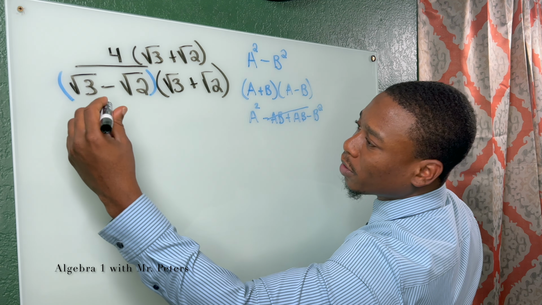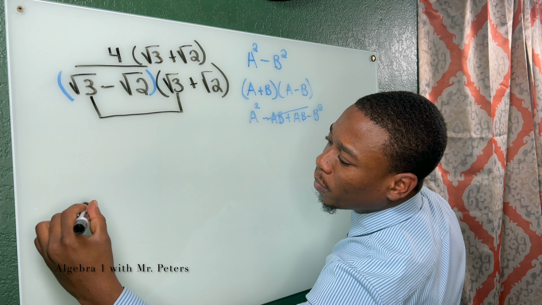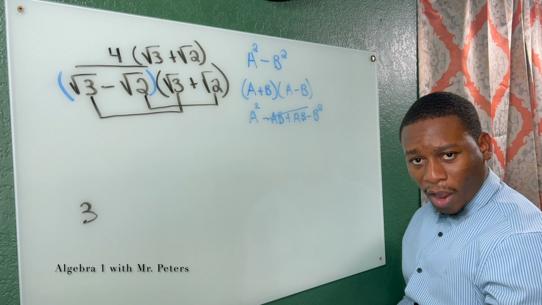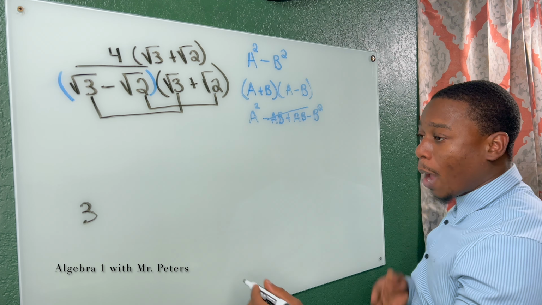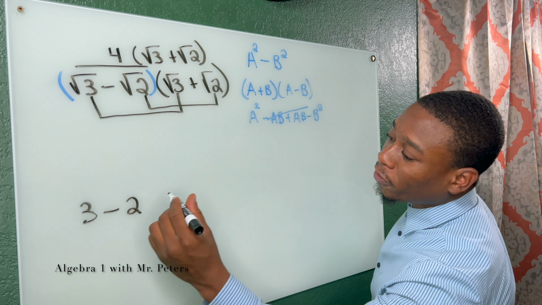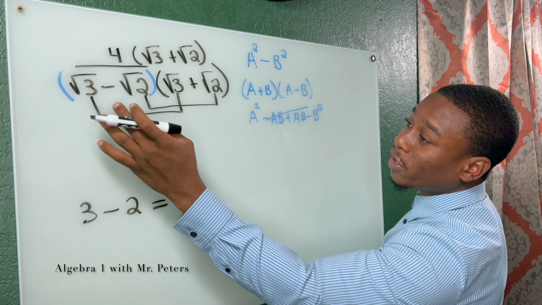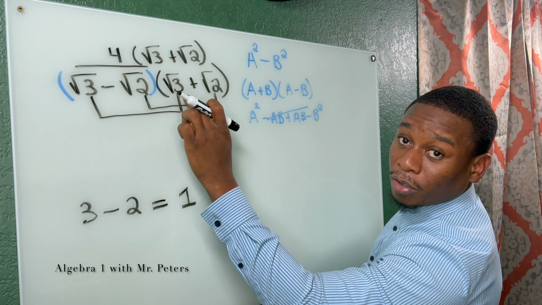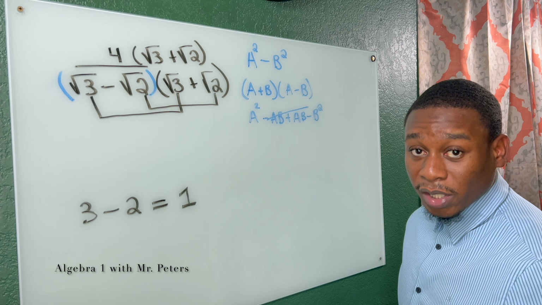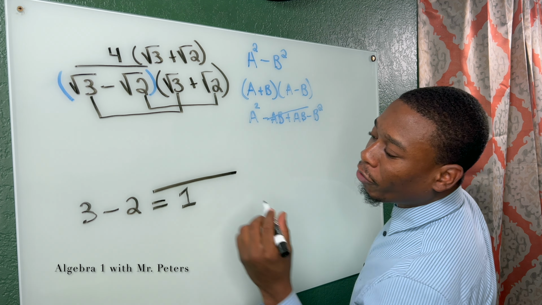So once I do this, we're just going to focus on multiplying a and a. That's going to give me 3. And when I multiply b and b, that radical 2 times radical 2, I'm going to get minus 2 as an answer. So when I simplify the denominator, I get 1. Why? Because any square root times itself is just that number without the square root symbol.